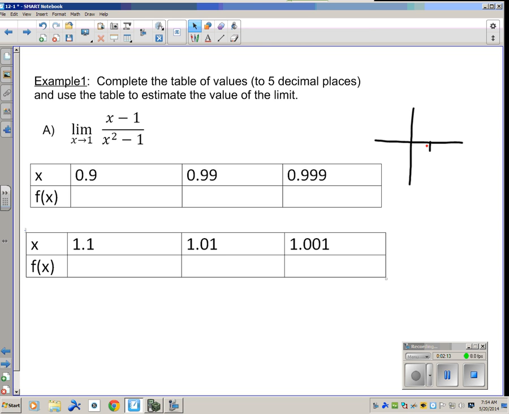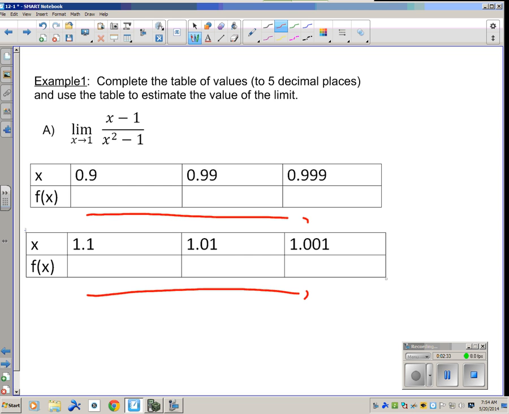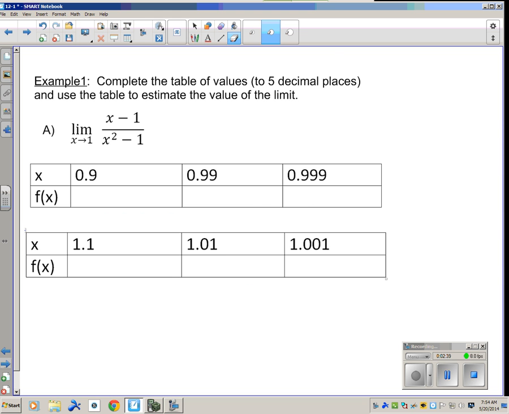And then I also chose on the right-hand side, a little bit above 1. So I chose 1.1, and then 1.01, and then 1.001. So it's getting closer and closer to 1 on both sides. As I move this way and as I move this way, both of those should approach the same value. Let's see if that happens.